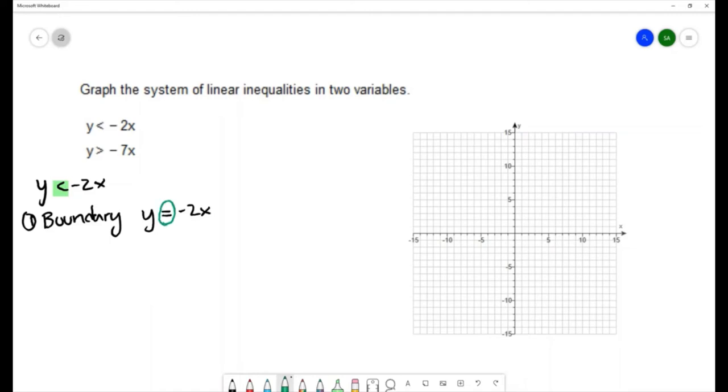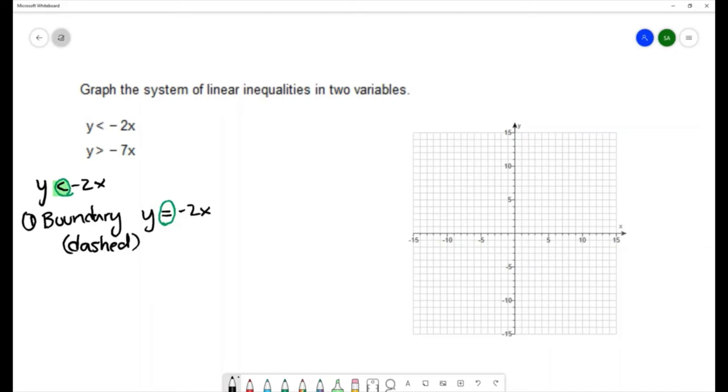So we're trying to draw the inequality y is less than negative 2x, and the boundary is not included because that inequality symbol doesn't have an equal to. So we want to draw the boundary so that it's not included, and the way that we do that is with a dashed line. So the boundary line being dashed will indicate that the boundary is not included in the solution set.